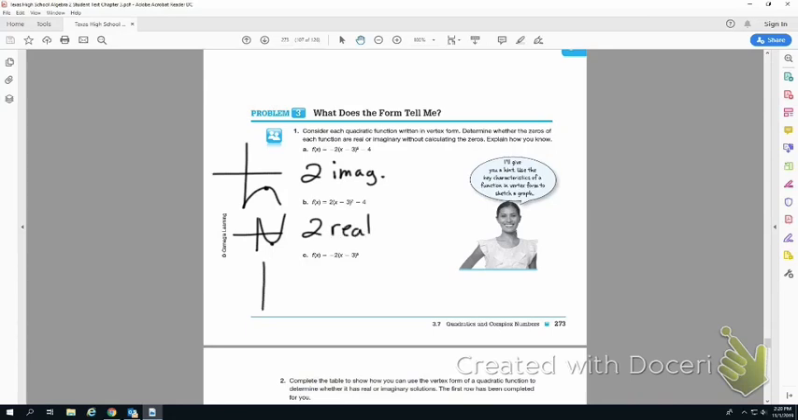On C, what is my vertex? 3, 0. Concave up or down? Down. How many and what kind of solution? 1 real. You can just use the characteristics that we've talked about previously to figure this out without having to convert and doing the whole quadratic formula.